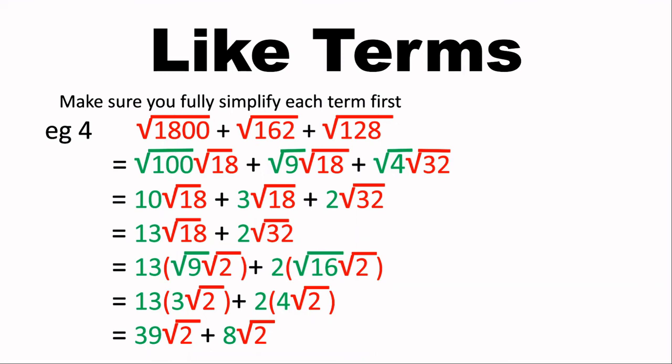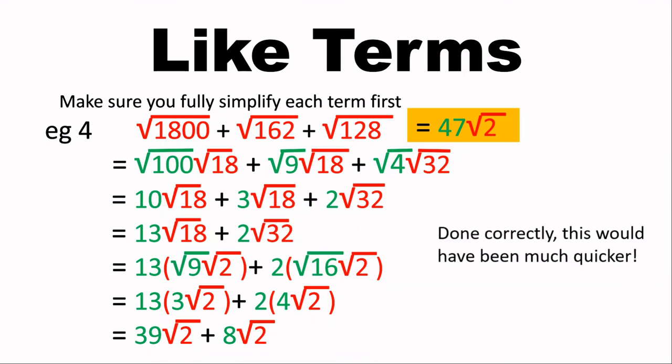And as we see, we now have like terms. We can group them together. 39 root 2 plus 8 root 2. Simply doing 39 plus 8 is 47. So 47 root 2. Now that was a lot longer than it needed to be. Done correctly, this would have been much quicker.